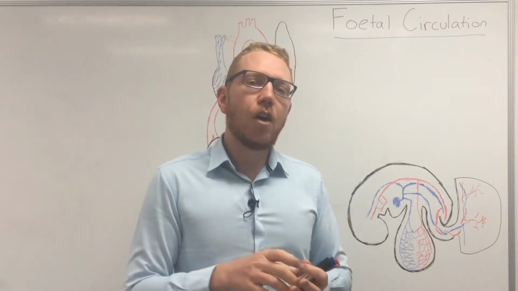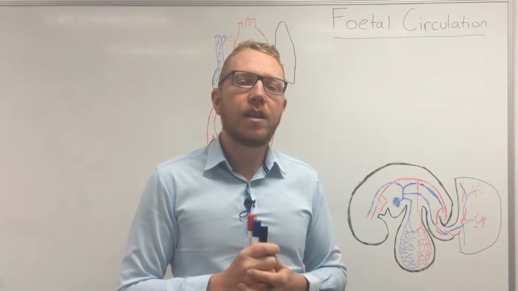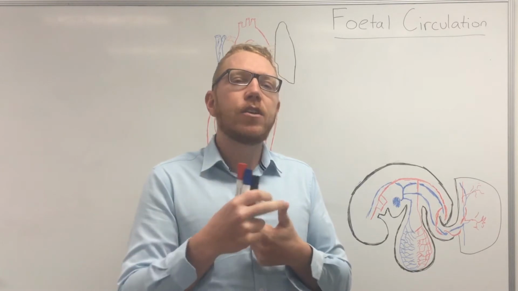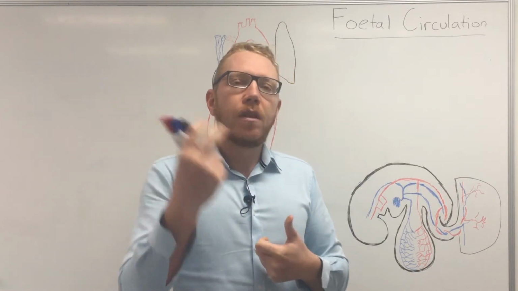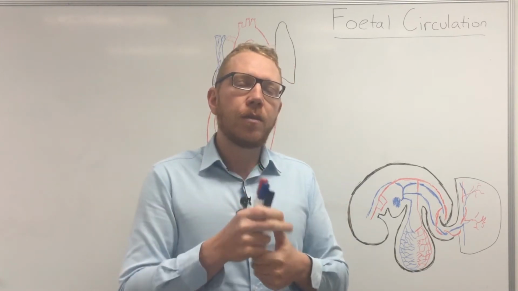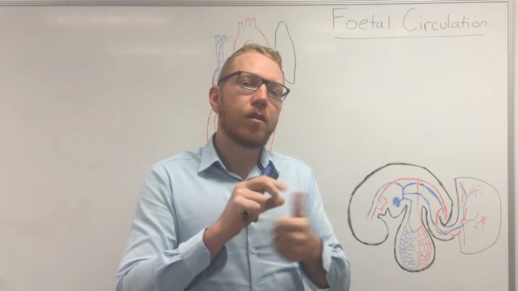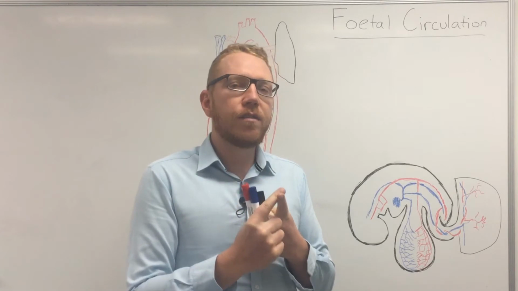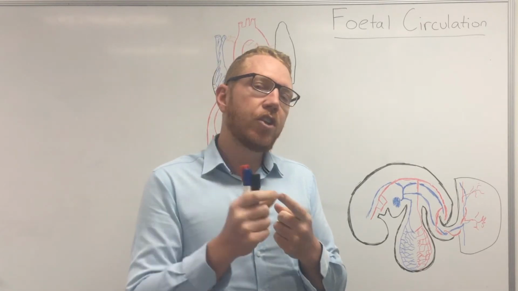So the take-home messages, or the learning outcomes, for today's lecture. Firstly, we want to know, where does the mixing occur? So where does arterial and venous blood mix? And there are going to be 5 mixing points. The second one, what are the shunts in the fetal circulation? There are going to be 3 shunts.